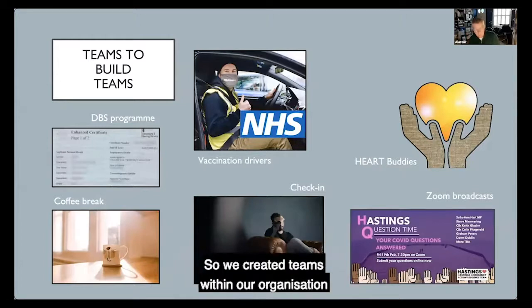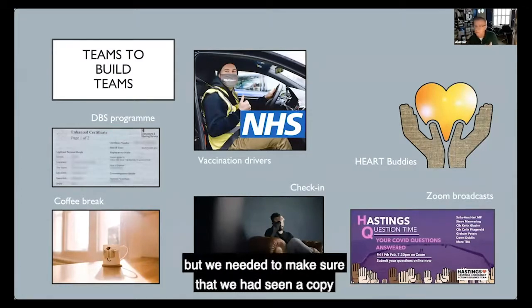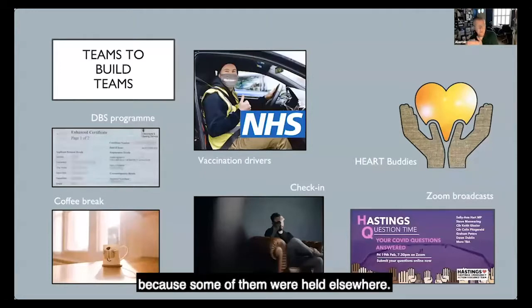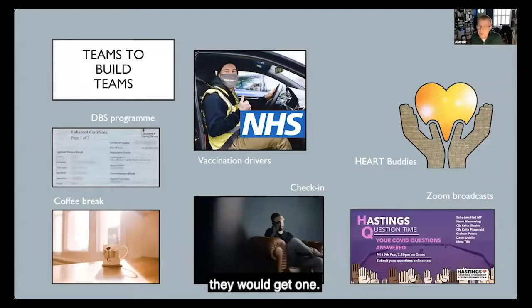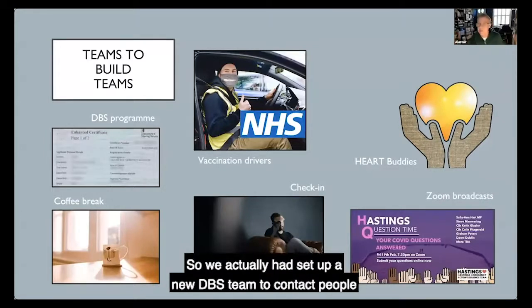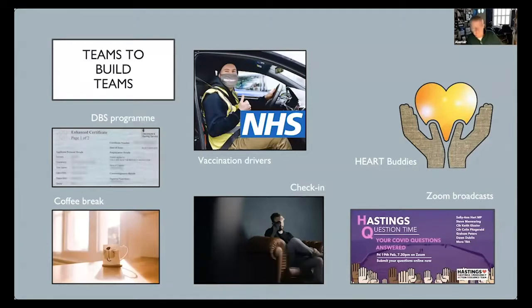So we created teams within our organization of the volunteers to do a number of things. The DBS program, the Disclosure and Barring Certificate program: we had several hundred volunteers who had received a certificate, but we needed to make sure that we had seen a copy of the certificate, because some of them were held elsewhere. But we also wanted to make sure that as many people that wanted to get a DBS certificate and could qualify for one, would get one. So we set up a new DBS team to contact people and take them through that process and get them a free DBS certificate on their behalf.